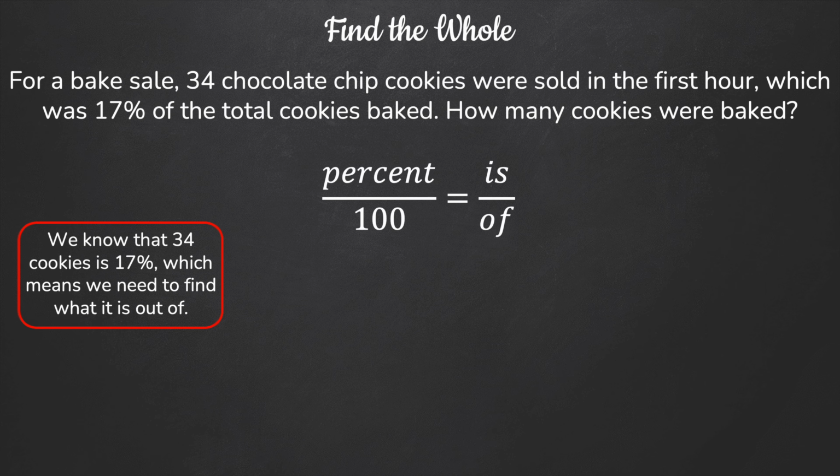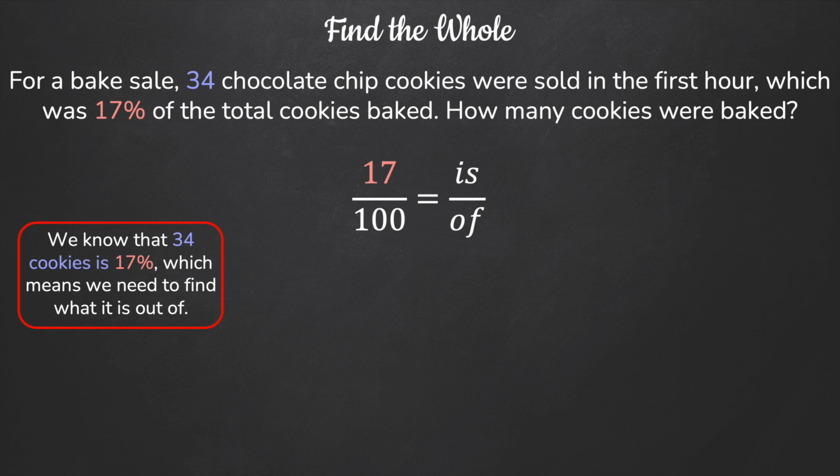So here we have our proportion, and we know that we have 17%, so we're going to replace the word percent with 17. Percents are out of 100, and that's why we have 17 over 100 here. Then we know that 34 cookies is 17%, so we're going to replace this numerator with 34 because 34 is 17%, and we want to figure out what those cookies were out of, the total number of cookies.